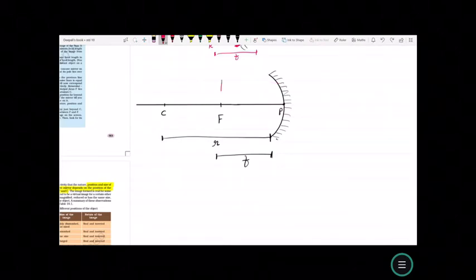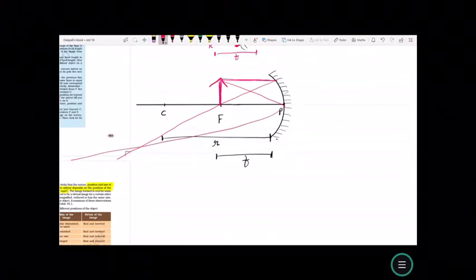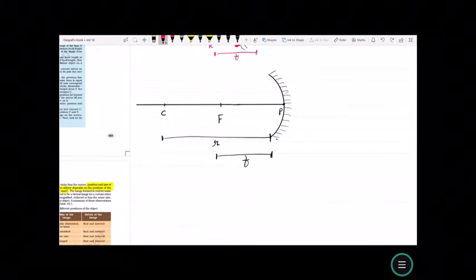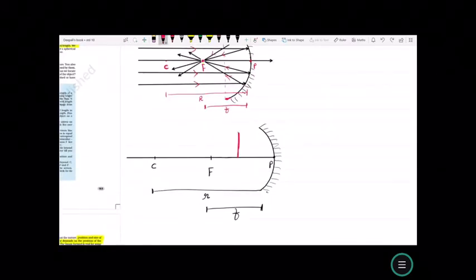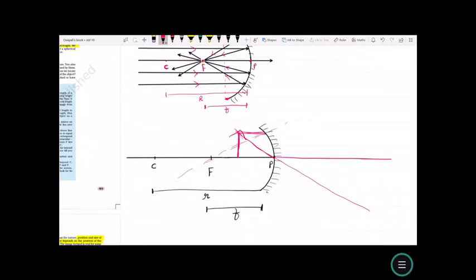If it is placed at the focus, then the image formed will be at infinity, which is much outside our screen right now. And if the object is placed between F and P, then we will get a virtual image behind the mirror, which cannot be taken on the screen, and which will be highly enlarged, virtual and erect. So this type of image will be formed.